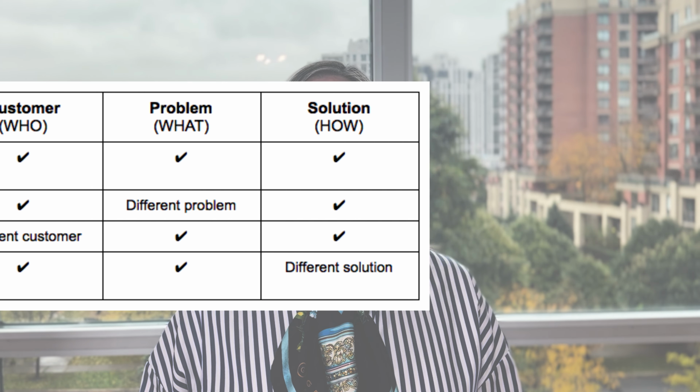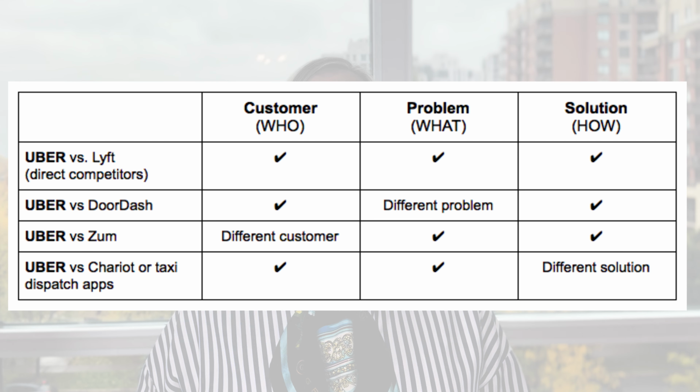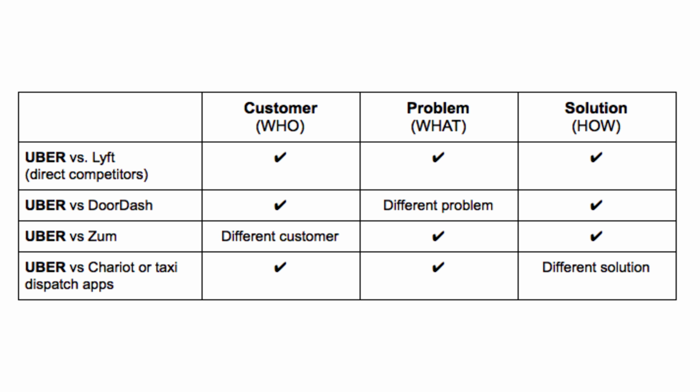It'll help to take a look at an example. Let's say we look at Uber, the ride share service, as compared to Lyft. They're direct competitors because they address the same set of customers, address the same problem in a similar way. Whereas if we looked at the Uber ride share service compared to DoorDash, they solve a different problem. One's getting people from point A to point B, the other is getting food to you. Although they serve the same customer in a similar way, they're solving a different problem.